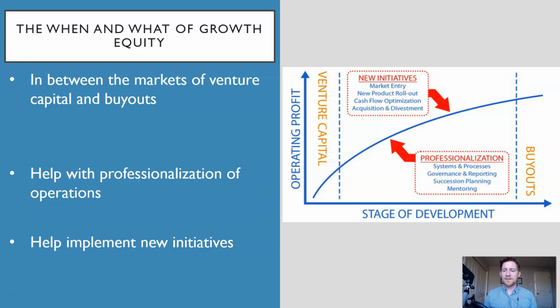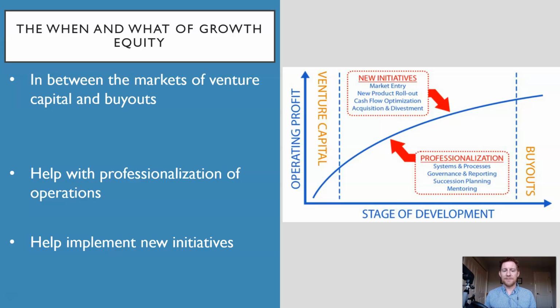So where does growth equity act? Well, it acts after venture capital is done, but before buyout investors like to get involved. Buyouts we'll look at next. What growth equity firms do is hop in and work on professionalizing the company. Oftentimes it's a startup that's been venture funded, but we've got to standardize the processes. We've got to really work on governance, succession planning, mentoring. Maybe you've got to replace the founder with a real manager-style CEO that can guide the company and manage it more effectively later on.